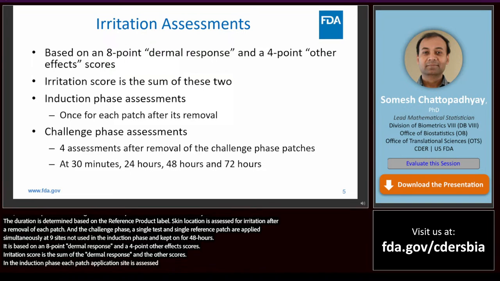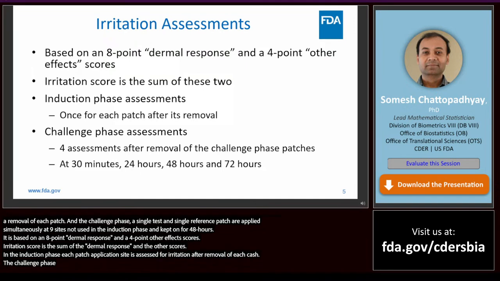In the challenge phase, 4 assessments for skin reaction are made after a patch is removed. They are at 30 minutes, 24 hours, 48 hours, and 72 hours after the patch removal.